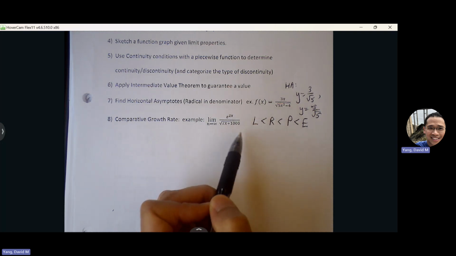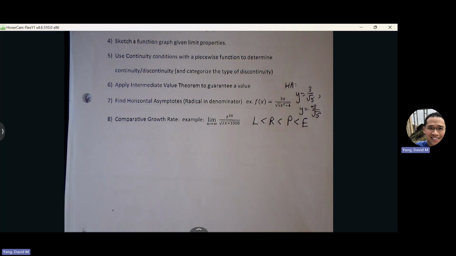So with comparative growth rates, it's always going to be 0 or plus or minus infinity, just deciding between those two options. Will it ever be the same, like exponential over exponential? If it were, then you just take the ratio of the coefficients.